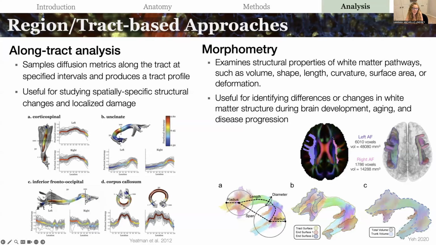Additionally, it allows for precise localization of structural abnormalities along a tract, enhancing interpretations in clinical and research contexts, and linking white matter structural alterations to functional and clinical outcomes. However, just like along-tract analysis, it's dependent on accurate tract segmentation, so on the tractography.